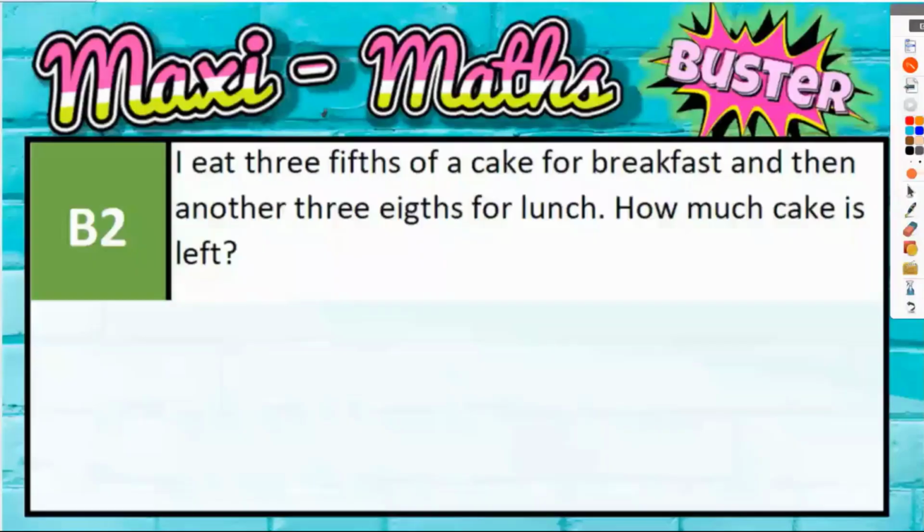3/5 of a cake for breakfast, and then another 3/8 for lunch. How much cake is left?